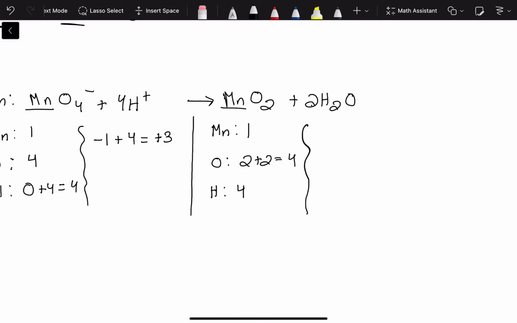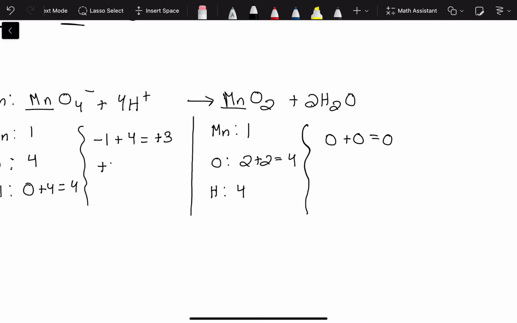Okay. So over here we have MnO2. That gives us an overall charge of 0. And we also have 2 H2O, which is also 0. So the overall charge on the right side of the equation is 0. But we need to have the equal amount of charge on both sides. How do we do this? Well, we can add electrons to one side to balance it out.